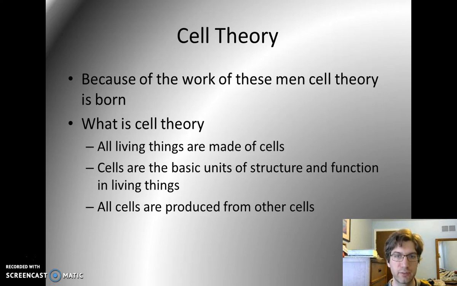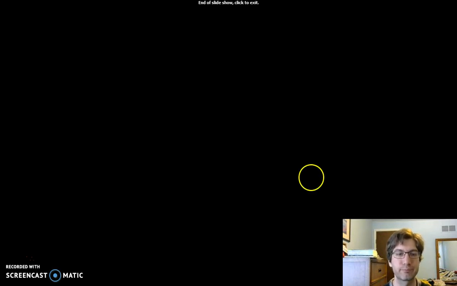Cell theory is going to state 3 main points. One, it's going to say that all living things are made of cells. It's going to say that cells are the basic unit of structure and function in living things. And it's going to say that cells are produced from other cells. And that's going to conclude section 1.